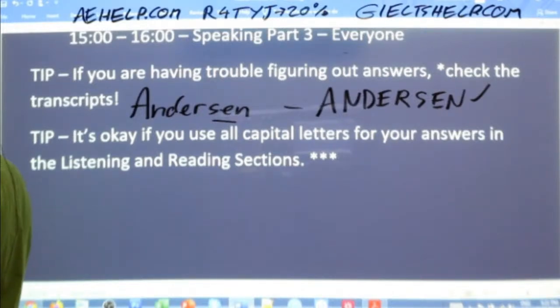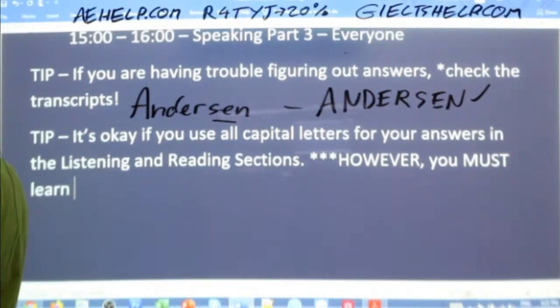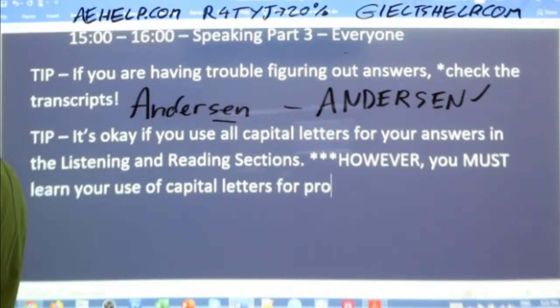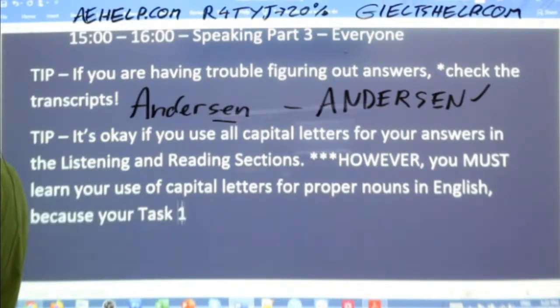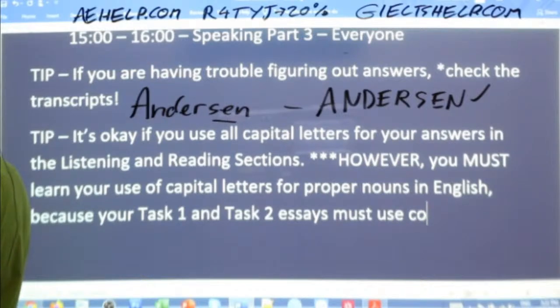However, and this is my big word of caution or caveat here, is however, you must learn your use of capital letters for what's called proper nouns in English. Because your task one and task two essays must use correct upper and lowercase letters.